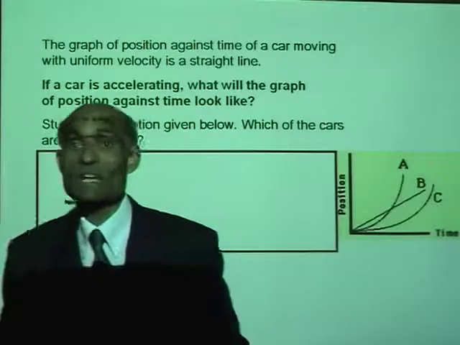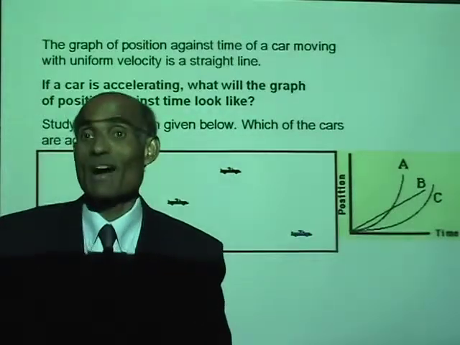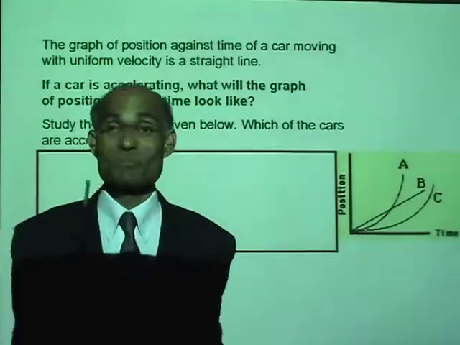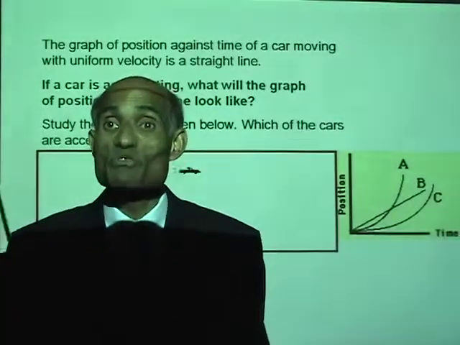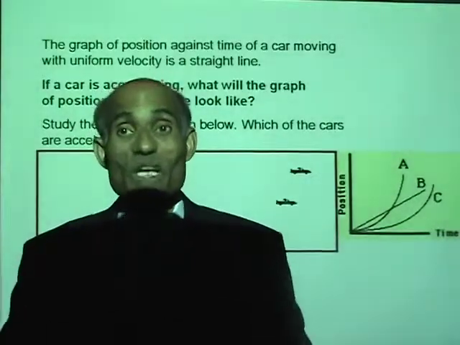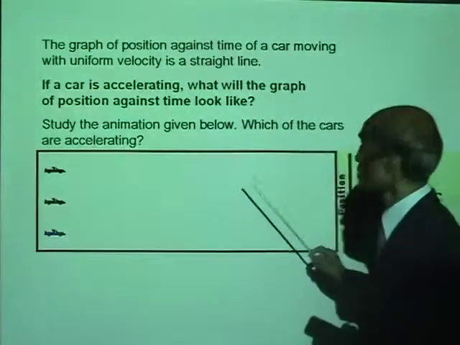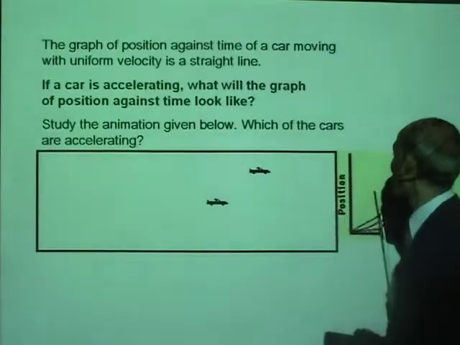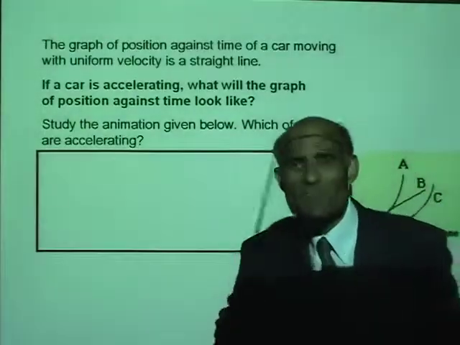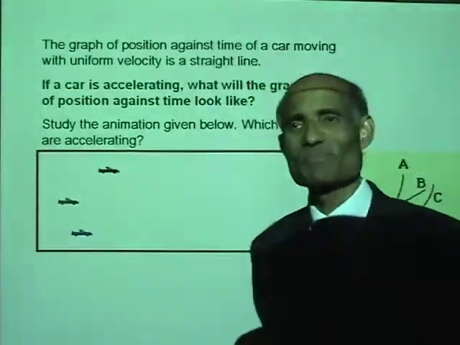Graph B is a straight line. Position against time is a straight line. If the position against time is a straight line, it tells you that there is no acceleration. The speed is uniform. So which of the cars is that? I'm not going to tell you. I want you to arrive at a conclusion and then email it to me. Tell me what you think about it.